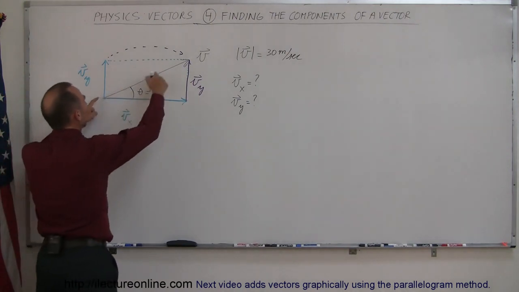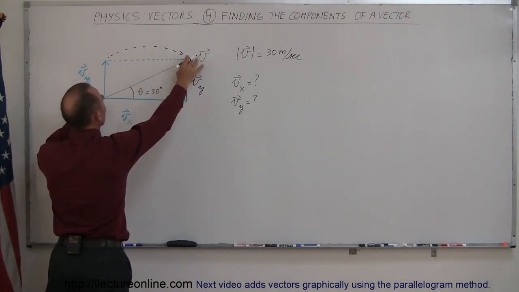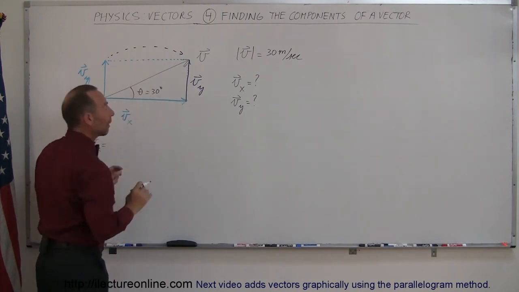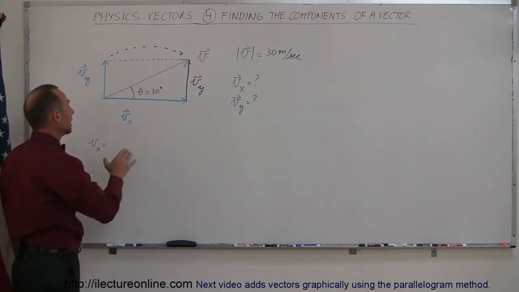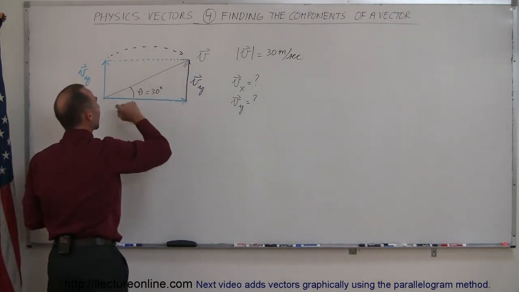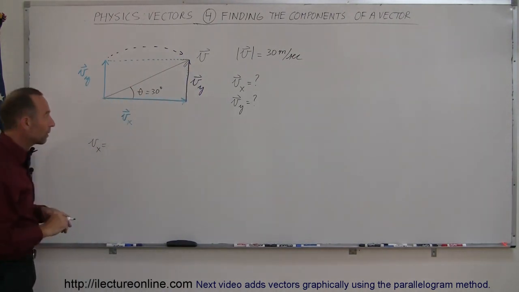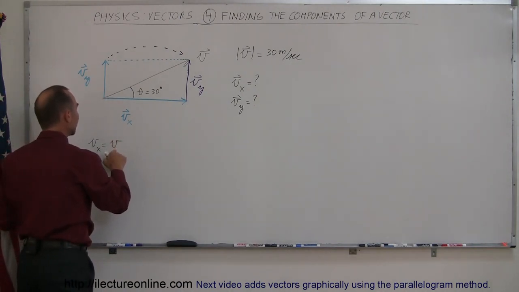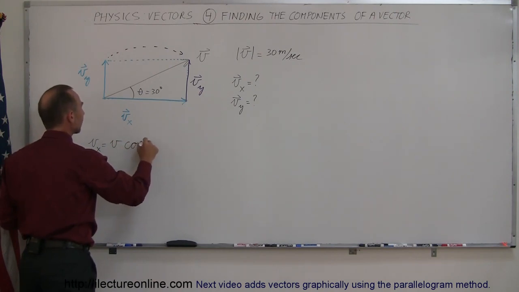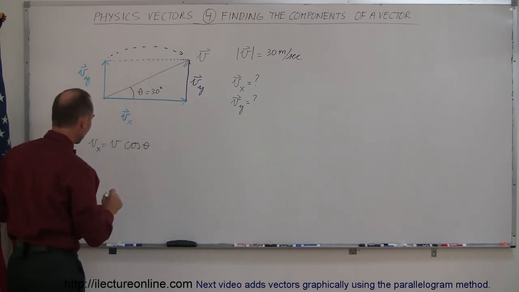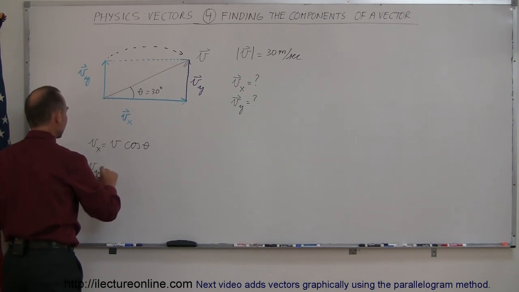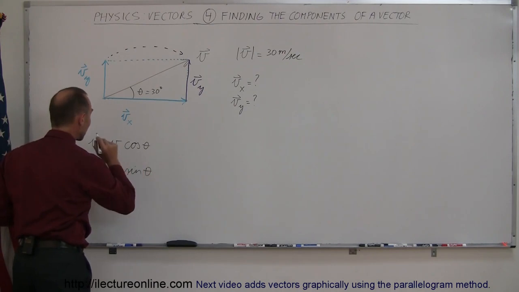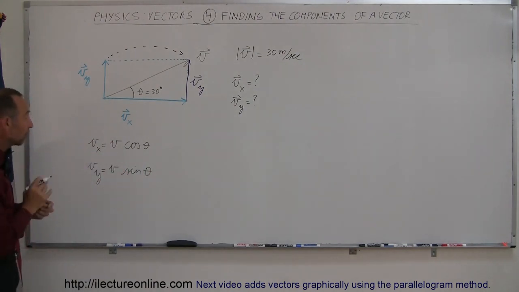And notice this triangle right here where the hypotenuse is the magnitude of velocity, the adjacent side to the angle represents the magnitude of the x component, and the opposite side to the angle represents the magnitude of the y component. So since it's the adjacent side, I can say that v sub x is equal to the hypotenuse v times the cosine of the angle theta. Likewise, I can say that v sub y is equal to v, which is the hypotenuse, times the sine of theta. And that's how we find the x and the y components, at least the magnitudes of them.